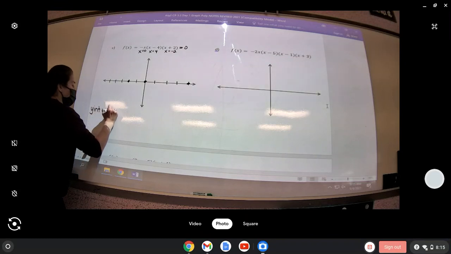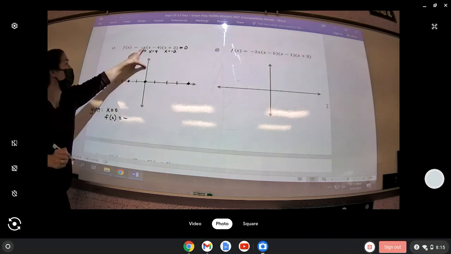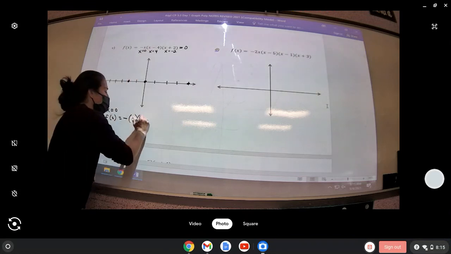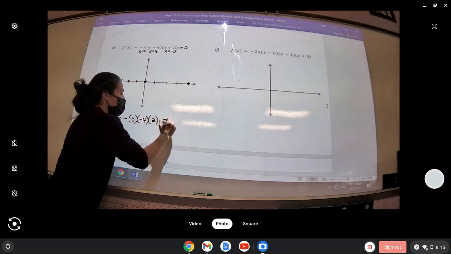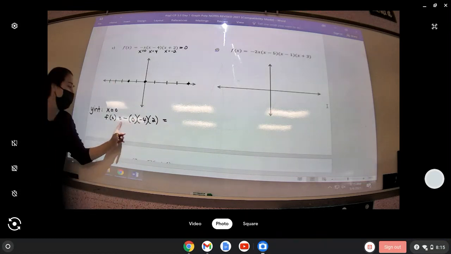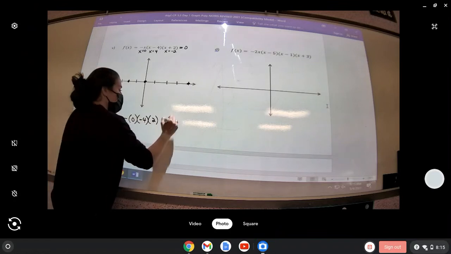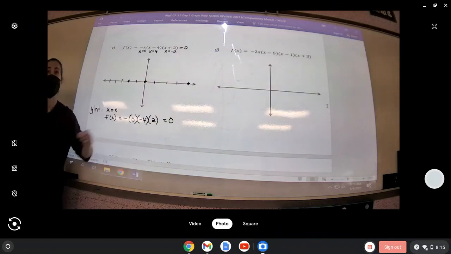All right, in the y-intercept, x has to be 0, so we have to find f of 0, which is going to be a negative sign, then a 0, then 0 minus 4 is negative 4, 0 plus 2 is 2. But guys, the minute you put 0 in here, you multiply all this together. What does it multiply to? 0. Every time the x-intercept is 0, you're going to have a y-intercept of 0.